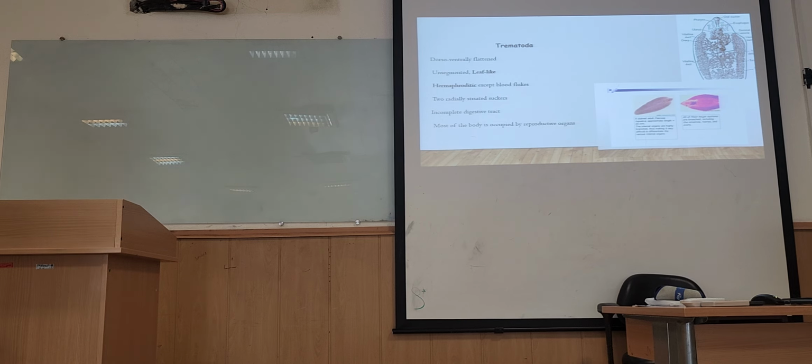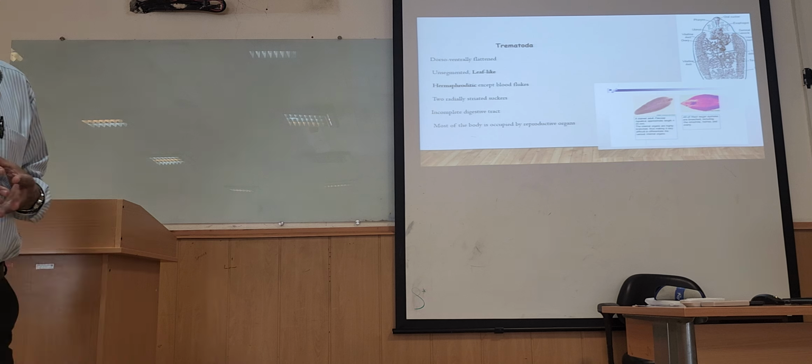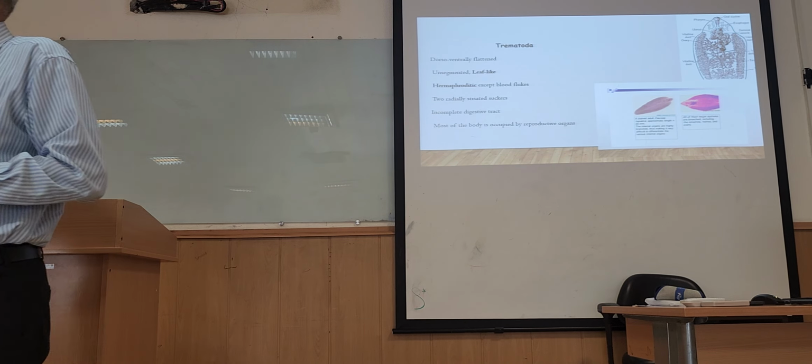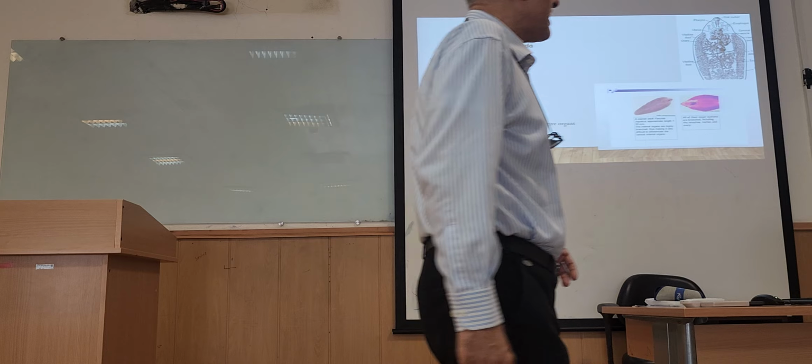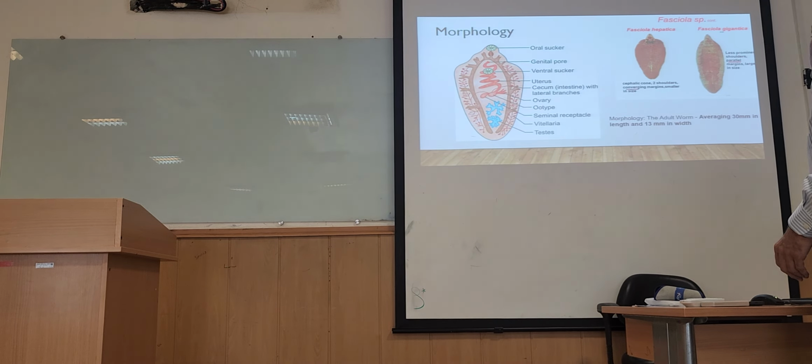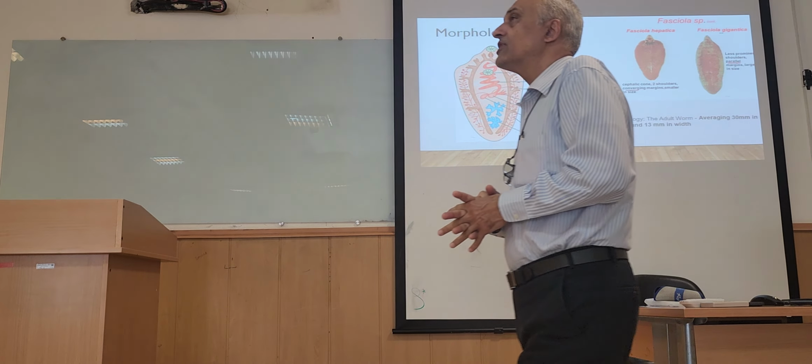They have two radially striated suckers, so we have an oral sucker and a ventral sucker. Also, an incomplete digestive tract. In the platyhelminths, you cannot find a digestive tract, and the skin, called tegument, plays the role of the digestive tract. Most of the body is occupied by reproductive organs. So this is just the general information about the platyhelminths. So let's start with Fasciola.